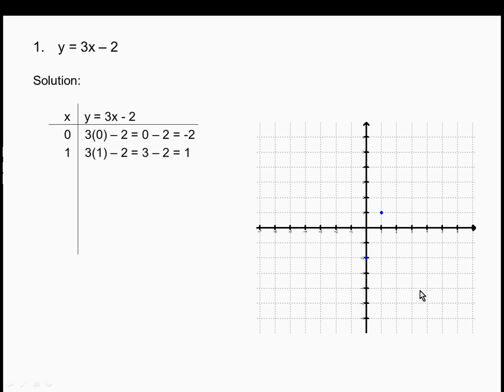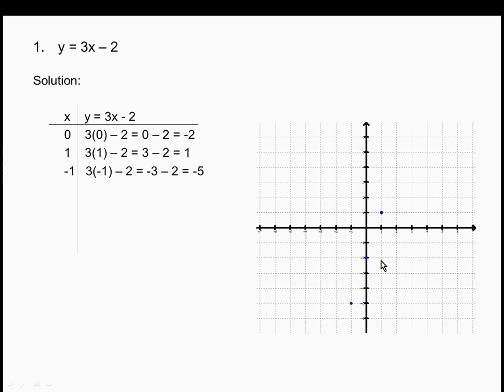Now again, this is actually enough to draw the line. I like to plot a third point as a check. When it says y equals or x equals, I will plot a third point. I like to pick something negative. An easy negative number is negative 1. So I have 3 times negative 1 minus 2. I get negative 3 minus 2, I get negative 5. So I'm plotting the point negative 1, negative 5 down here. Okay, does it look like those 3 points are lining up?